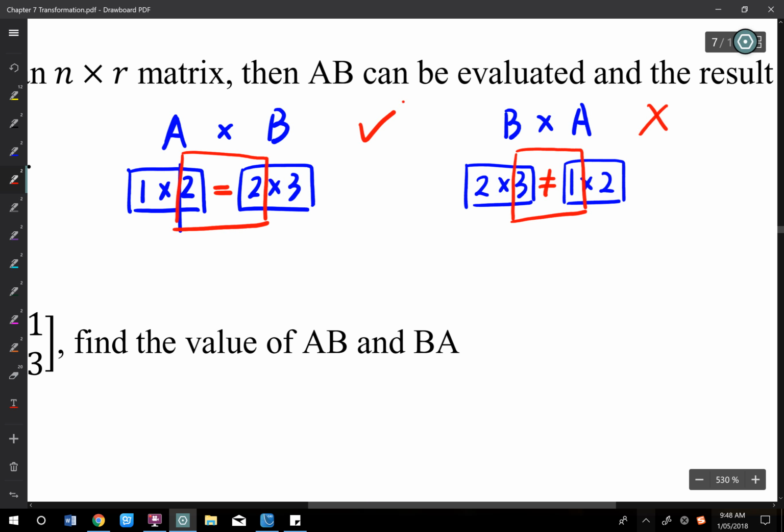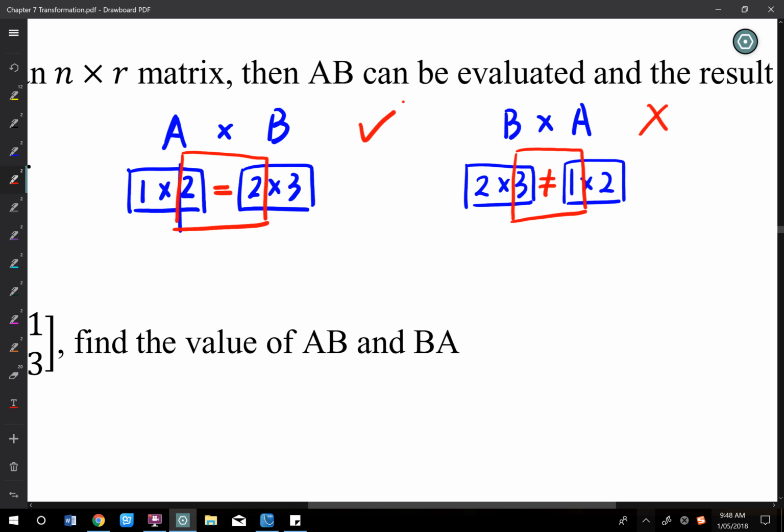I can times A and B, but I can't times B and A. How interesting is that? It's not the same as number calculation. 1 times 2 is the same as 2 times 1, but for matrices it's not the same. A times B, you can do it. B times A, sorry, you can't do it. So you can't swap the order. It's not always like this. Sometimes A times B is fine and B times A is fine as well. It really depends on the middle two numbers.